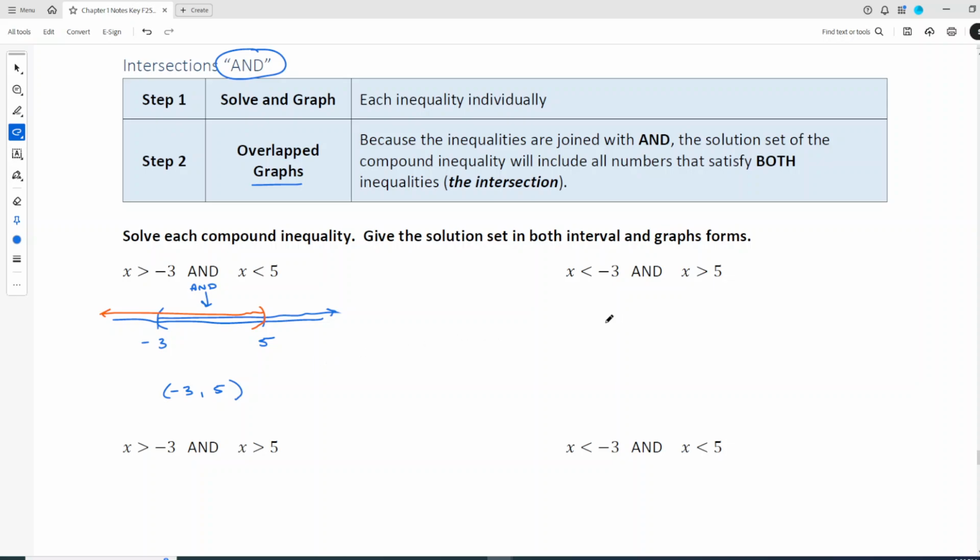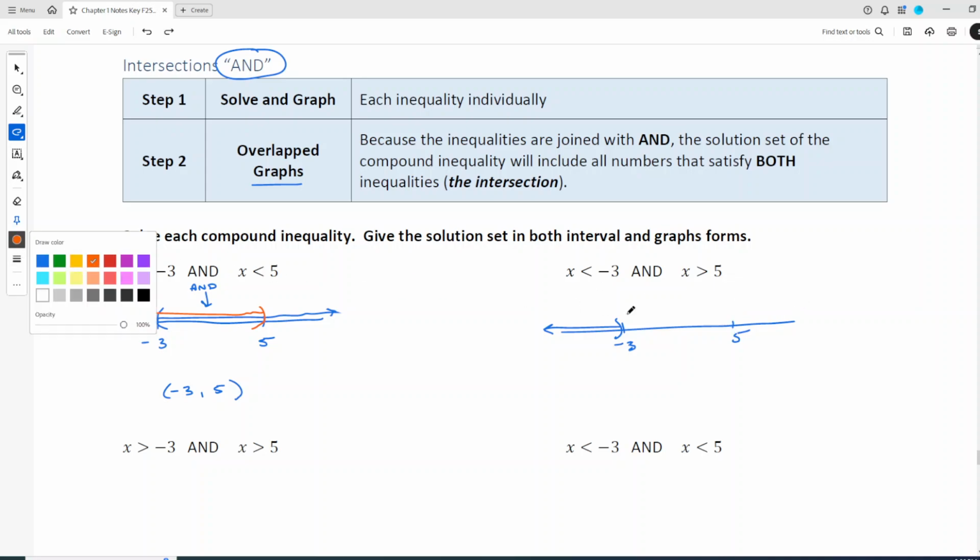All right, let's move on to the next one. For this one, again, you're going to start with a number line. -3 is smaller than 5. And then if I graph x < -3, that's going to be an arrow opening to the left. If I graph x > 5, that's going to be an arrow opening to the right.